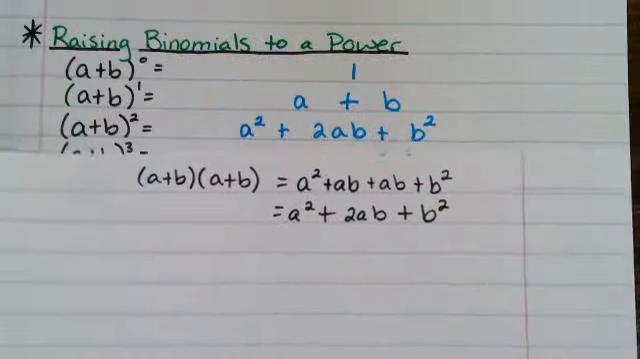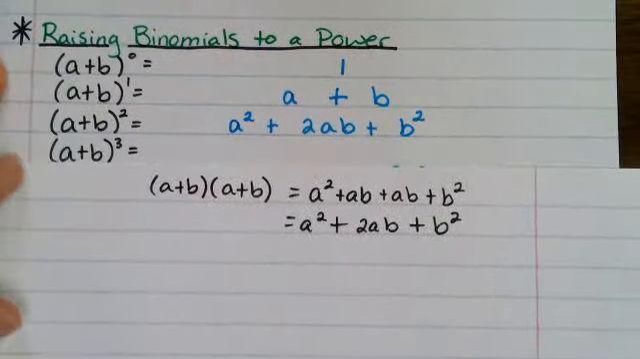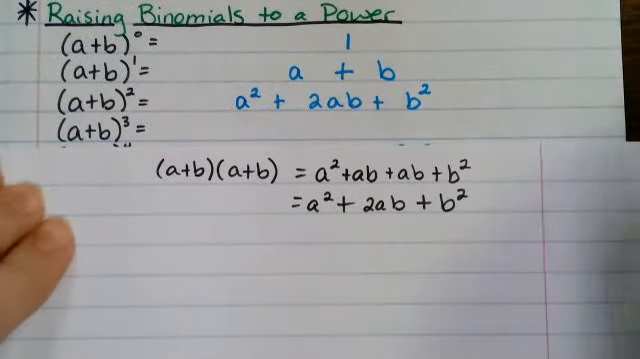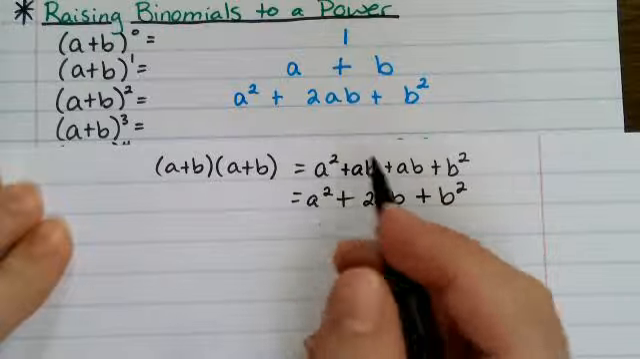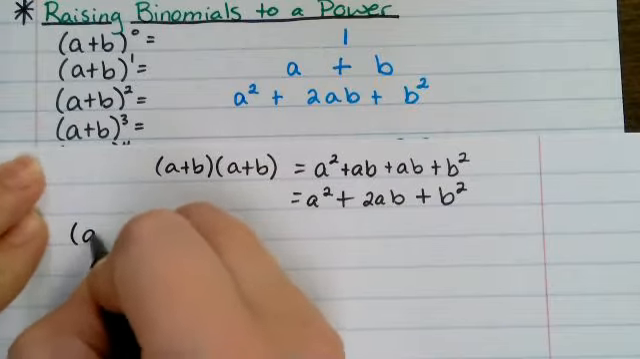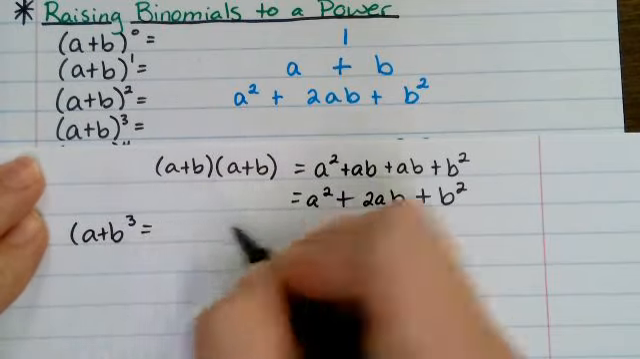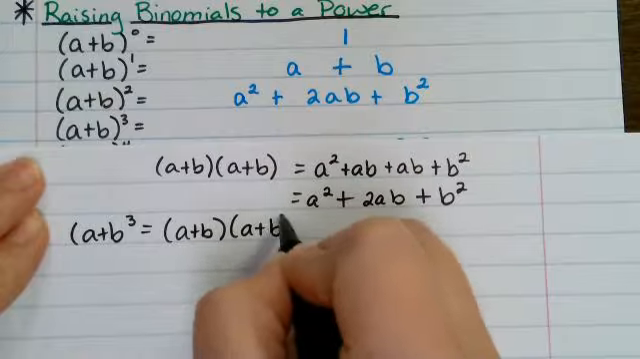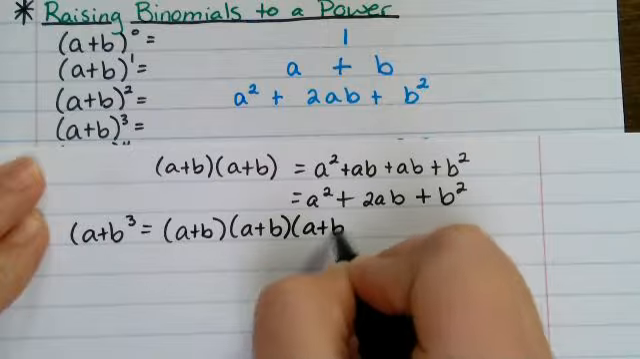The next one takes a plus b and cubes it. So I want you to think about what a plus b cubed is going to be, okay? I'm going to take this down here. We're going to take a plus b and cube it. Well, that is a plus b times a plus b times a plus b.